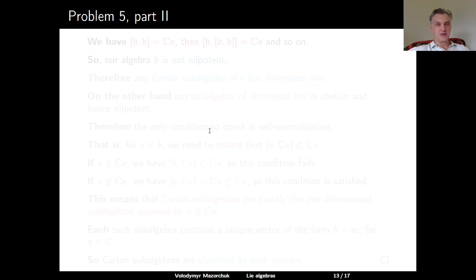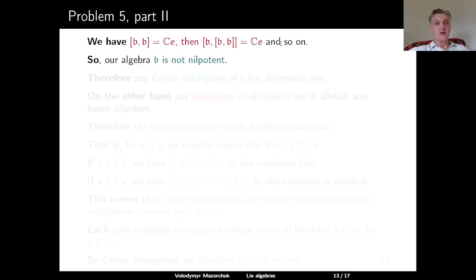Now about Cartan subalgebras. Note that the commutant of B with itself is the linear span of E. That's by definition. And now if we try to take a commutant with B once again, we will again get the linear span of E, because H belongs to B and E belongs to the commutant, and so on. So this will never get 0, so our algebra B is not nilpotent. So our algebra B is not its own Cartan subalgebra.